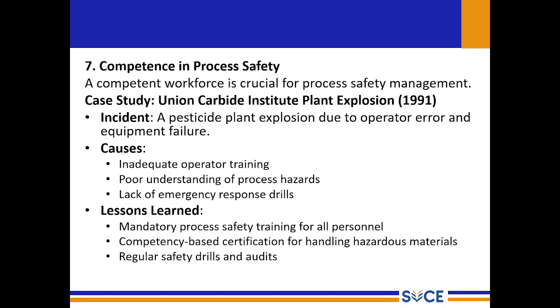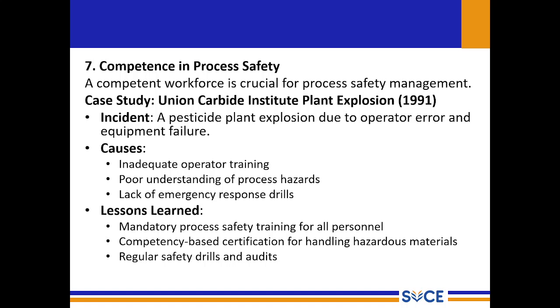This actually happened recently, right? 1991 means not so long ago. So what happened? A pesticide production unit exploded due to operator error and equipment failure. No fatalities, but several injuries and significant damage occurred. A large toxic gas release raised concerns over emergency preparedness.